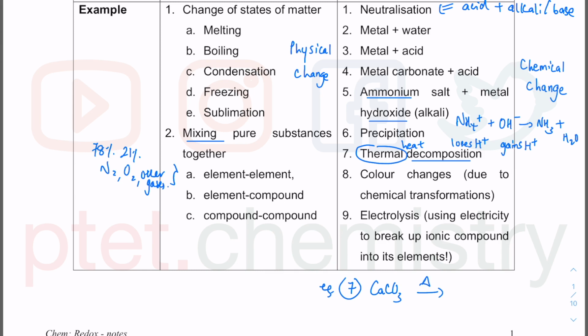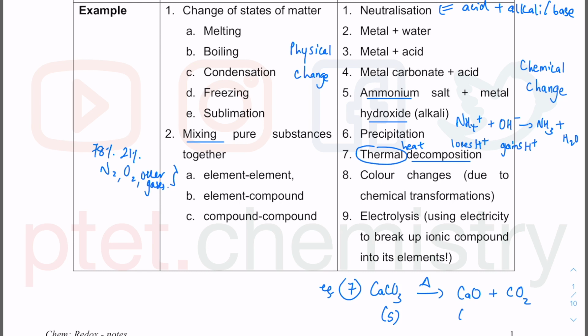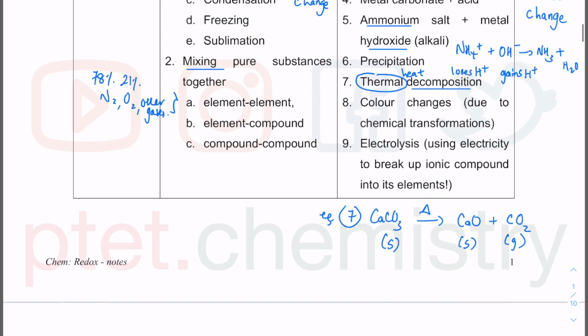This is delta. Delta, that little triangle there, refers to heat, and you will get calcium oxide plus carbon dioxide gas. As a result of this gas being given off, you don't see bubbles because there is no solution at all. No effervescence, no bubbles, because there is no solution.